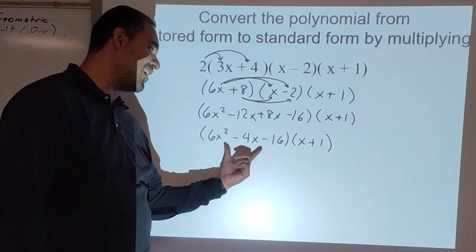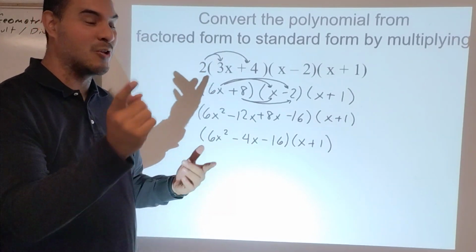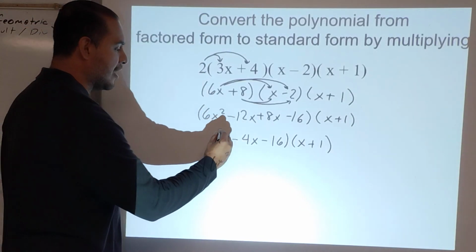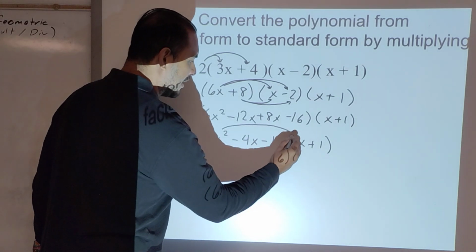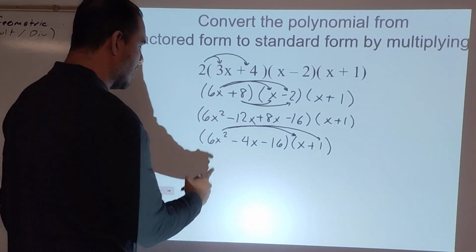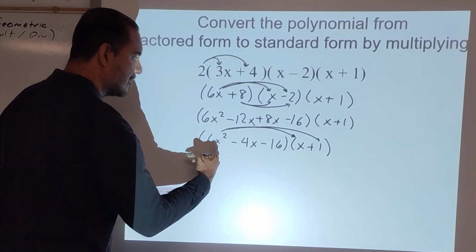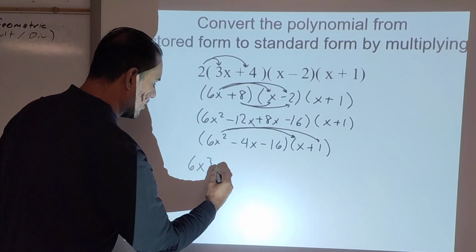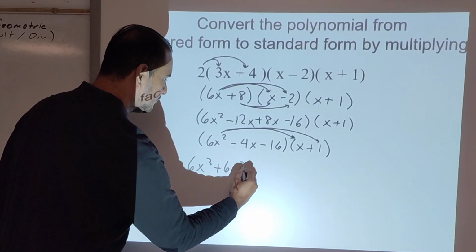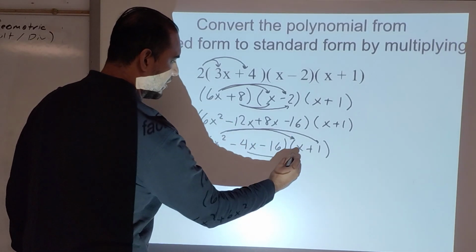Now we need to multiply this to the x plus 1. Same rules. Every term from one polynomial multiplies to every term of the other one, and then we combine like terms. So 6x squared is going to multiply to the x and the 1. 6x squared times x is 6x cubed. 6x squared times 1 is 6x squared. Stays the same.